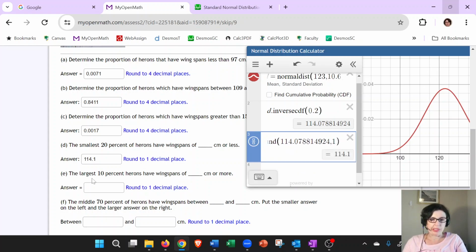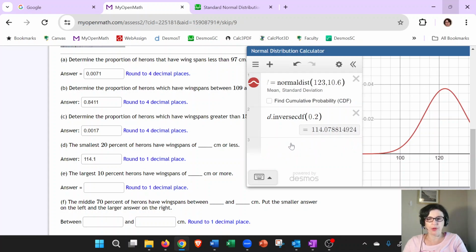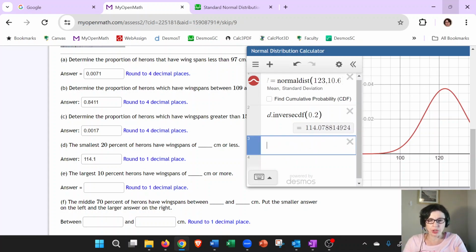Okay, now this one says the largest 10%. Again, there is a percentage, but remember that the inverse CDF function wants the area to the left. It's not going to give you the answer if the area to the right is given. And here you have the largest 10%. So what you need to do first is figure out, if I am the largest 10%, what is the bottom percent? Well, because the total is 100, the largest 10% is the same as the bottom 90%.